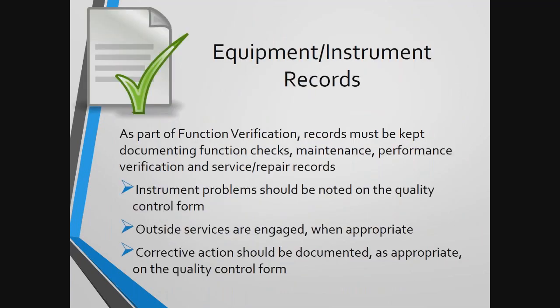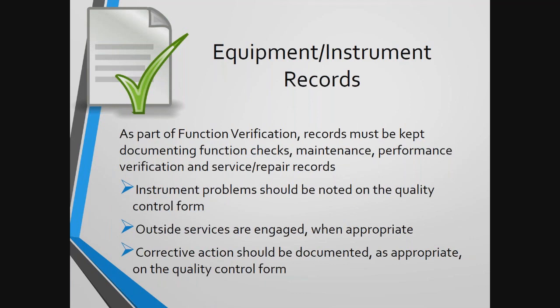In addition to the general documentation of all preventative maintenance, we also need to make sure that we note any issues or problems that might occur with the instrumentation. These can be noted on the same quality control form. Oftentimes, we engage outside services to either perform maintenance or to repair the instrument. When we do this, any documentation that is provided of this activity and what was done should be retained with the maintenance records of the equipment.